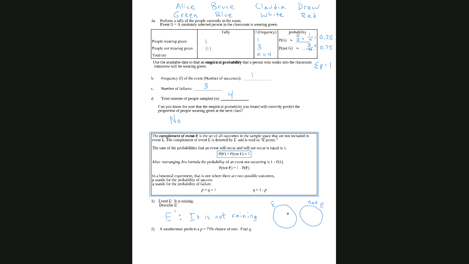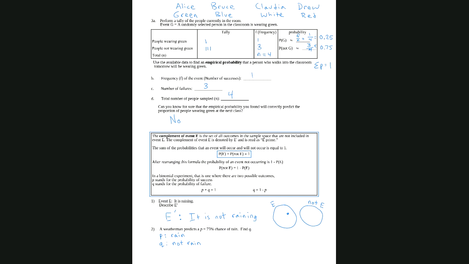Now, some other letters that may be used for this besides E would be P and Q. P typically stands for a probability of success, whereas Q will stand for the probability of failure. So can I use that in question 2 here? It says a weatherman predicts P equals 75% chance of rain. So P is defined as rain. It asks, can you find Q? So first of all, what is Q in words? Well, it's the complement of P, not rain.